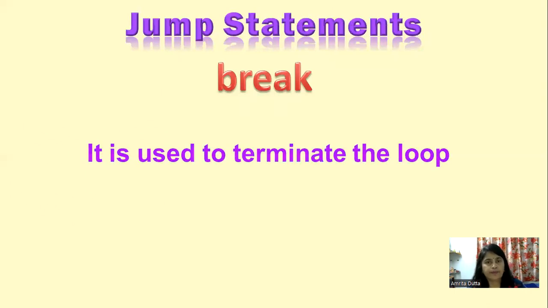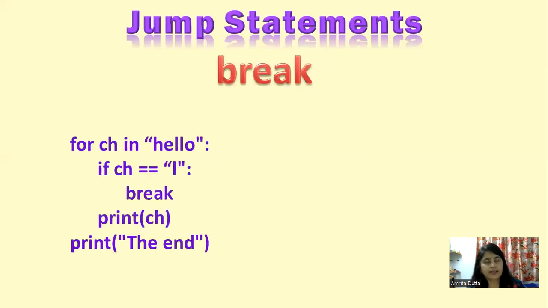How? We'll have to see the example. See one example. for ch in "hello". So we are using a for loop, ch in "hello". "hello" is a string. So in is a membership operator. Now ch means a variable which is going through each and every character of the string. So how many characters are there in this string? 5 characters are there. So how many times the loop will run? 5 times the loop will run.